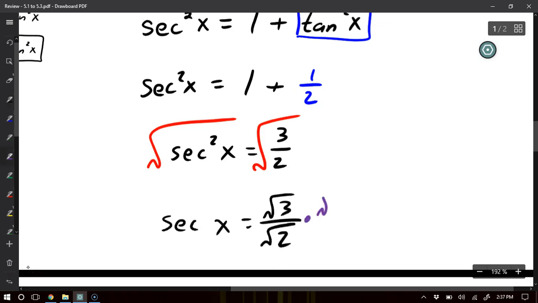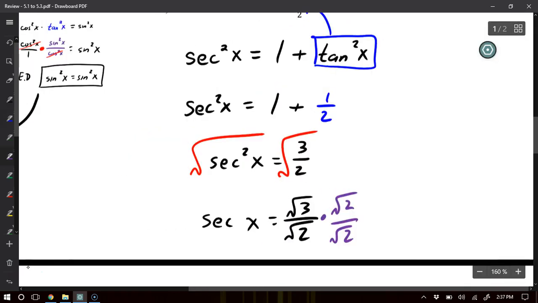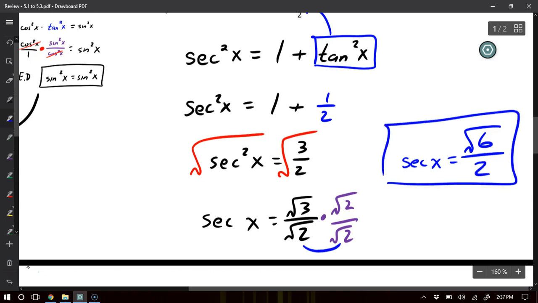Well, we can't have a radical denominator, so we have to rationalize. So I'm going to multiply by a clever form of 1, radical 2 over radical 2. So that gives me secant of x equals radical 3 times radical 2, which is radical 6, over, and when I multiply these two together, I get just 2. And so there's my answer.